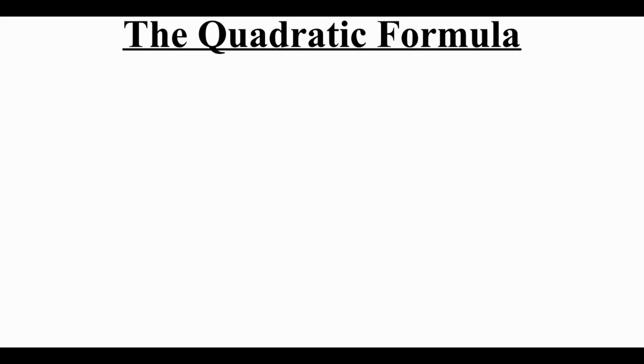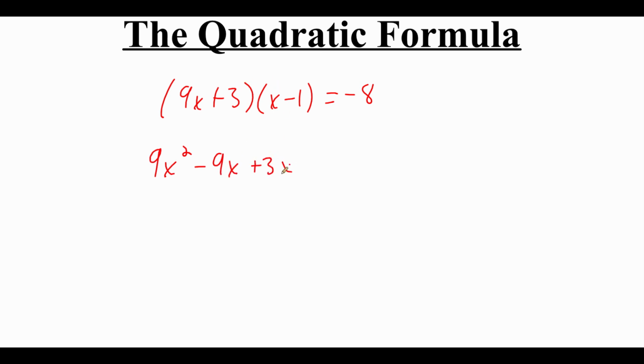I'm going to throw one more example at you because we haven't seen one that has imaginary solutions yet. So let's look at the equation 9x plus 3 times x minus 1 equals negative 8. Now on the left-hand side, we're going to have to FOIL that out. So 9x times x is 9x squared. 9x times negative 1 is negative 9x. 3 times x is plus 3x, and then 3 times negative 1 is negative 3 equals negative 8.